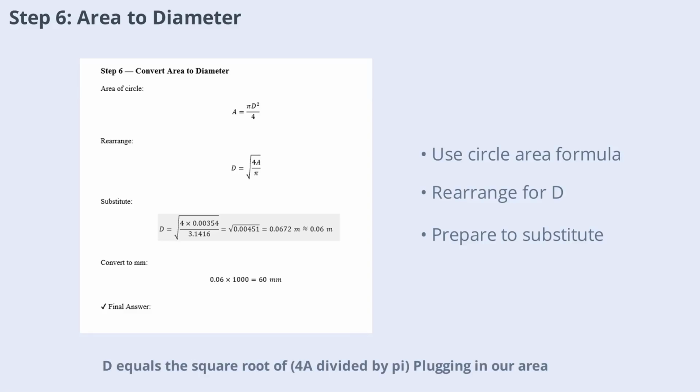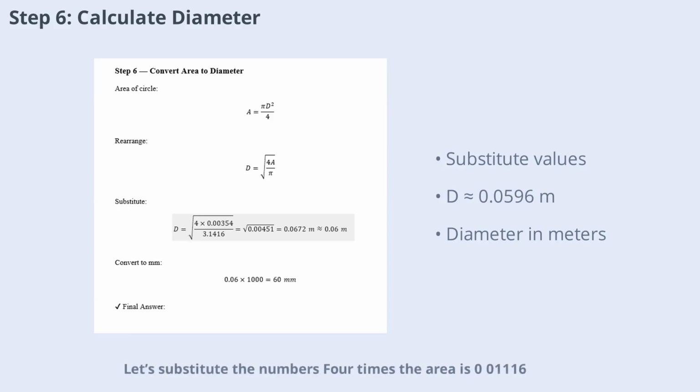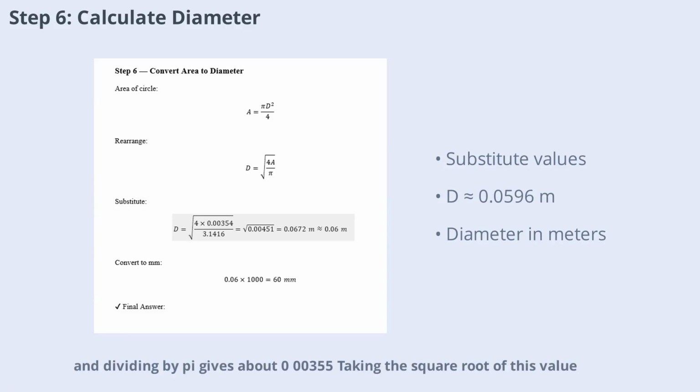Plugging in our area, we get d equals the square root of 4 times 0.00279 divided by 3.1416, which gives us a diameter in meters. This step translates our calculated area into a real-world measurement. Substitute the numbers. 4 times the area is 0.01116, and dividing by pi gives about 0.00355. Taking the square root of this value, we get a diameter of approximately 0.0596 meters. This is the size of the orifice needed to achieve our flow and pressure requirements.